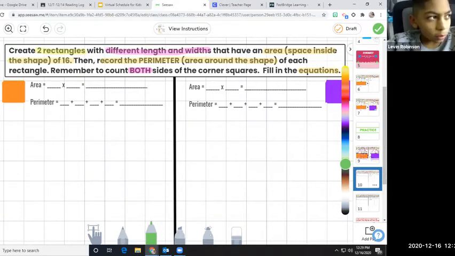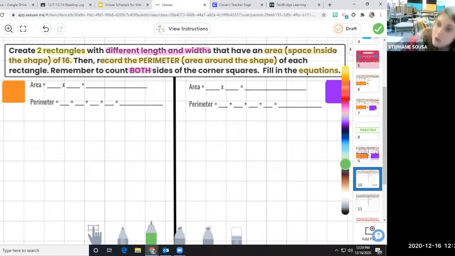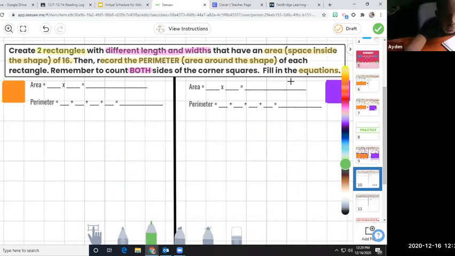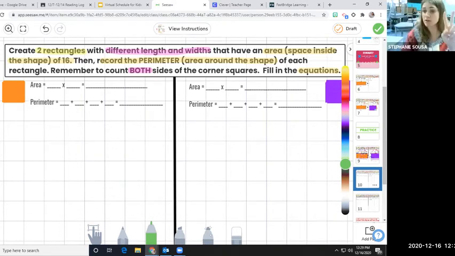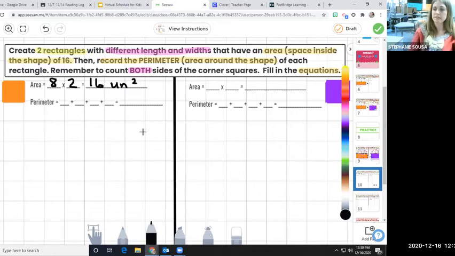8 times what? 2 times 8 or 8 times 2? Let's see. You got 8, 16. Yep, that works. Let's try 2. 2, 4, 6, 8, 10, 12, 14, 16. Hey-o, Levin's onto something. I'd like for us to create that as one of our rectangles. 8 times 2 or 2 times 8. And we already know that that's going to give us an answer of 16 units squared.